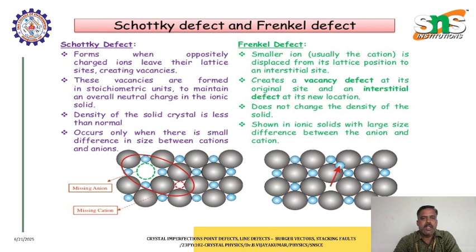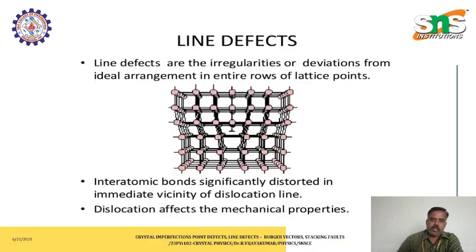So this is the difference between Schottky defect and Frenkel defect. The Schottky defect is mainly related to charge, as we discussed. The charge distribution is disturbed, so it definitely affects the charge of the crystal. In the Frenkel defect, small charges are interchanged inside the crystal, so it does not affect the charge of the crystal.